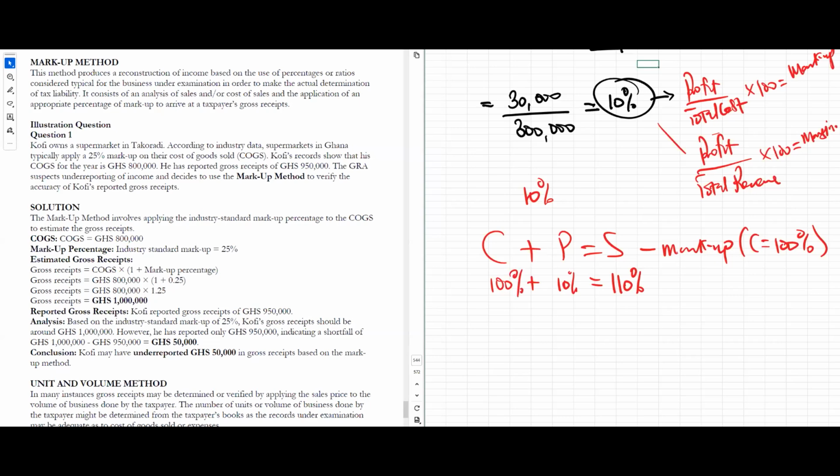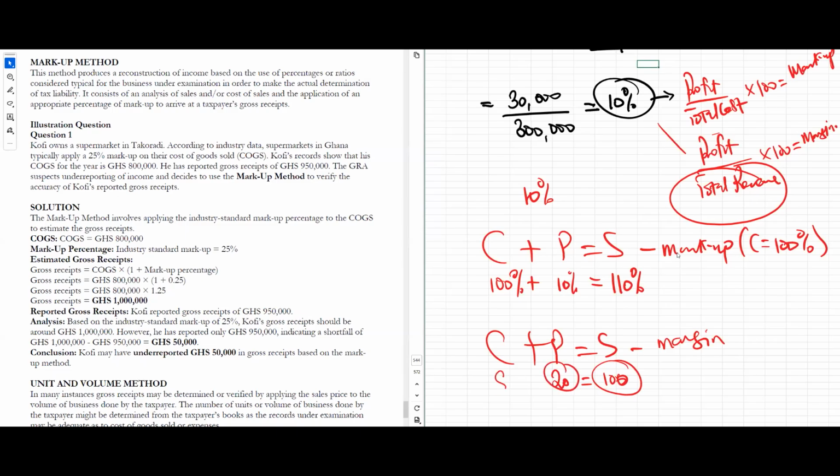But if we say margin, you still put the same thing down, but with margin, it's rather the selling price that is 100. So if I want to make a margin of, let's say, 20%, the cost would be 80. Does it make sense? So with margin, the selling price, or sales, is 100%. It means everything is on the sales.